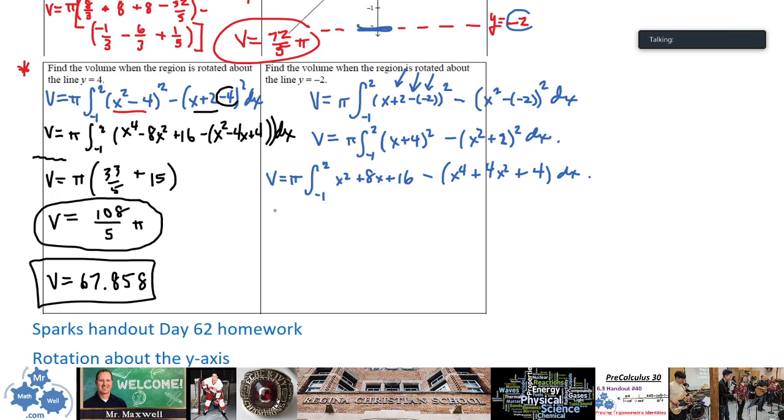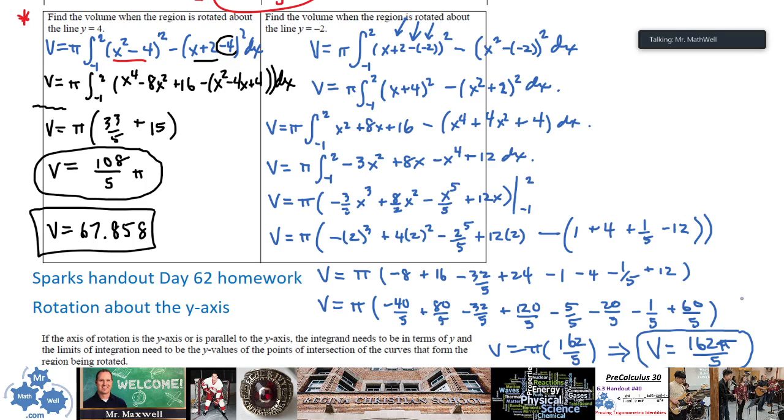Okay, so I'll continue on here. I don't know if you took the time to do that. Here's everything just kind of manually. If you want to type a bunch of this into your calculator from this point, you go right ahead. But the exact answer should be 162 pi over 5 for that volume. So I think we'll end this lesson here today.